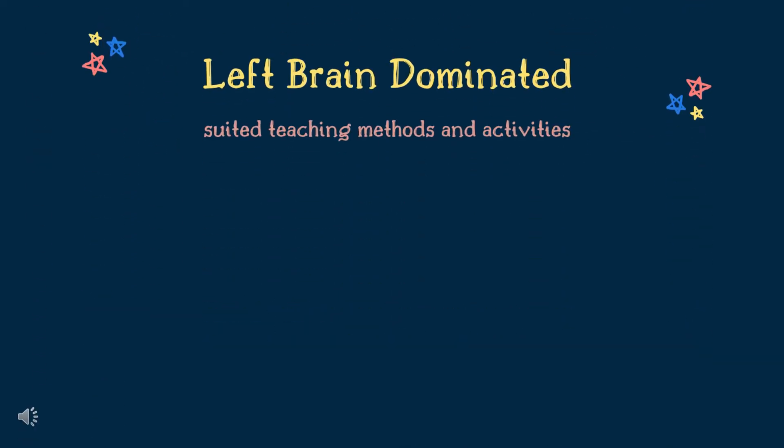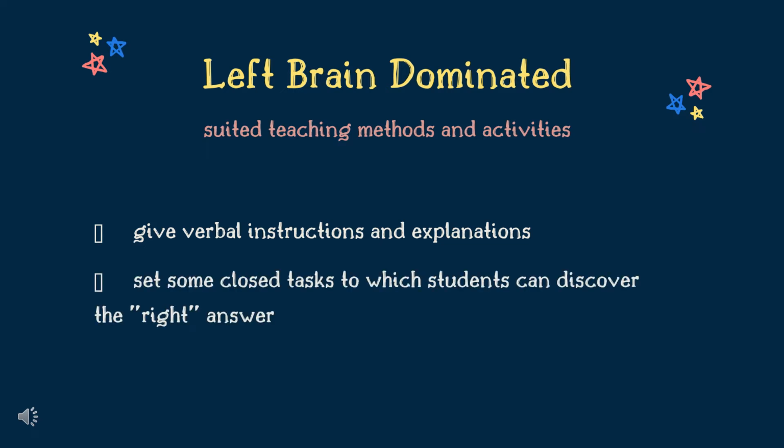And here are some of the suited teaching methods and activities for left brain dominated learners. So the teacher may give verbal instructions and explanations, and it's also a good idea to set some closed tasks to which students can discover the right answer.